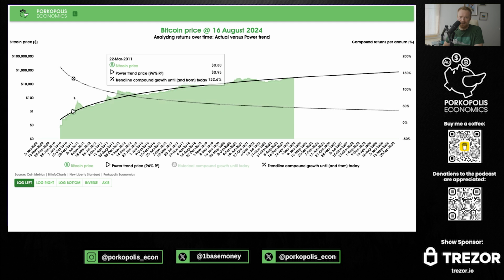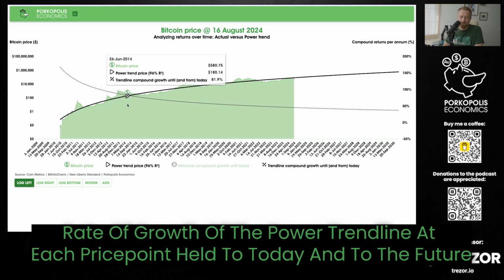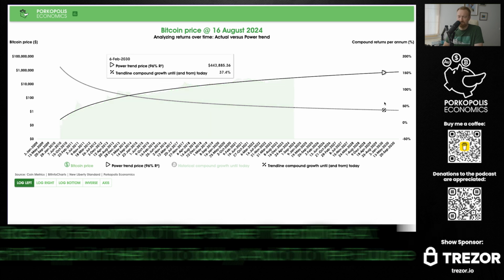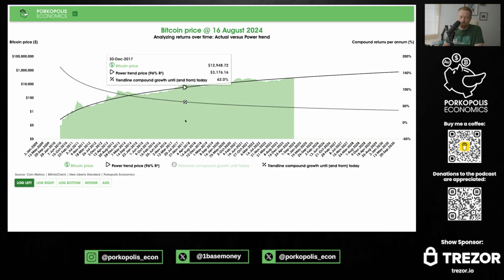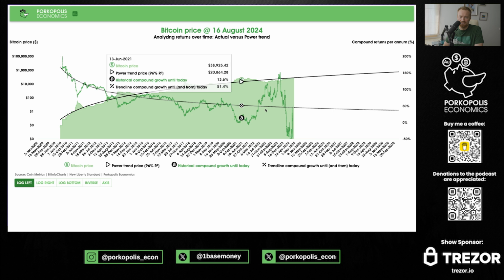And this simply looks at the rate of growth of the power trend line at each price point held till today, and then, like I said, out to the future if you purchased today and held out into the future. So obviously in reality, nature is never as simple as we model it. So I'll actually show now the real historical compound growth returns as a dotted green line. I'm going to show that now. All right, and here we have it.